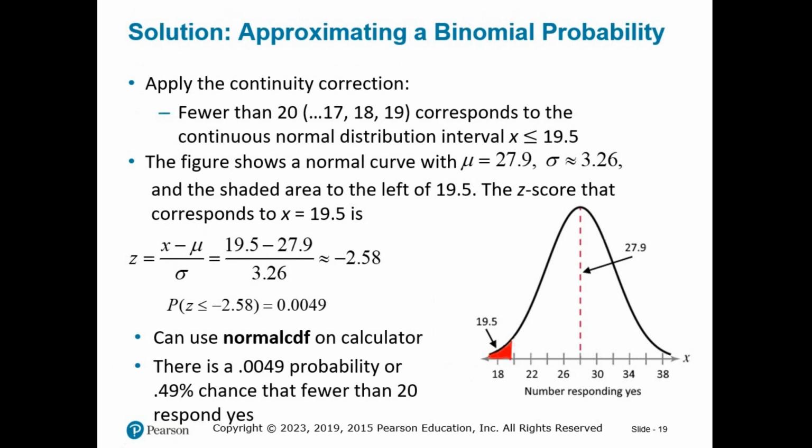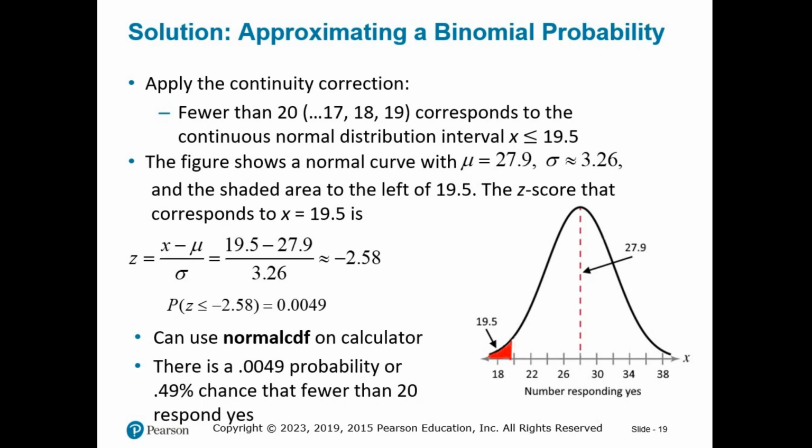Next, we have to think a little bit because we have to figure out how to apply the continuity correction. The question asked about fewer than 20, so 20 is not included, and we're wanting to know about numbers less than 20. So we need to subtract 0.5 from 20, which will effectively include the next number less than 20, 19, but not 20. So 19.5, or x is less than or equal to 19.5. The figure shows a normal curve with mu of 27.9 and standard deviation of about 3.26, and the shaded area to the left of 19.5.